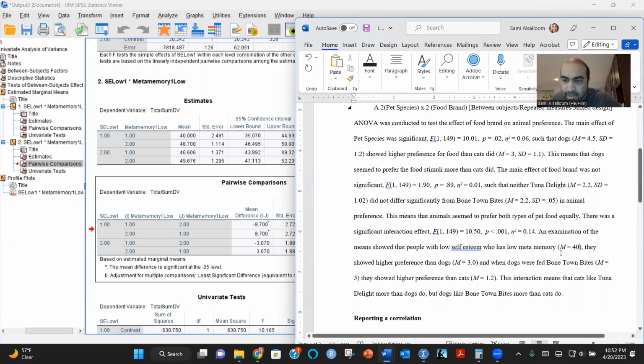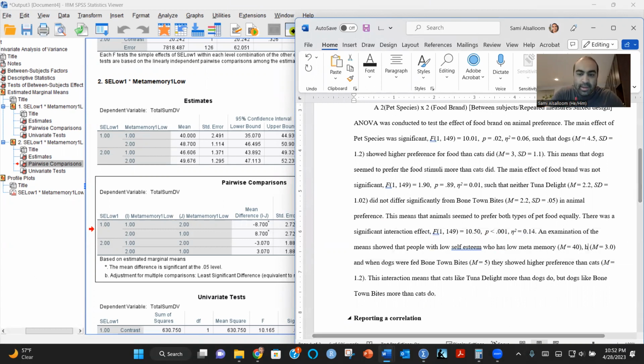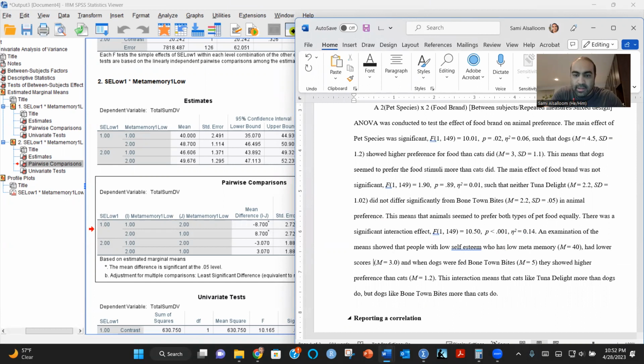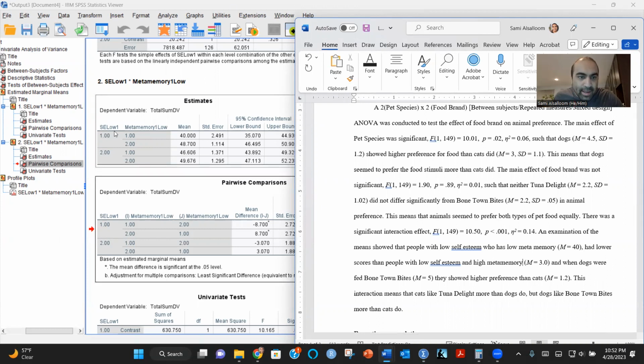An examination of the means showed that people with low self-esteem and low meta memory had lower scores than people with low self-esteem, right? So we're sticking with low self-esteem and high meta memory. And then I'll go ahead and put in the mean. So low self-esteem, high meta memory is 48.7.